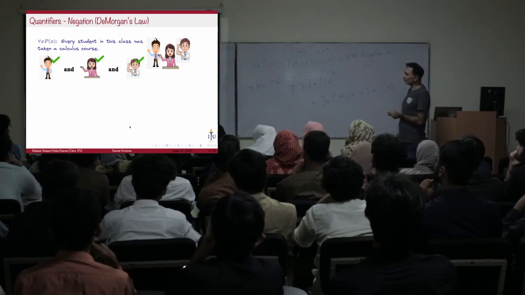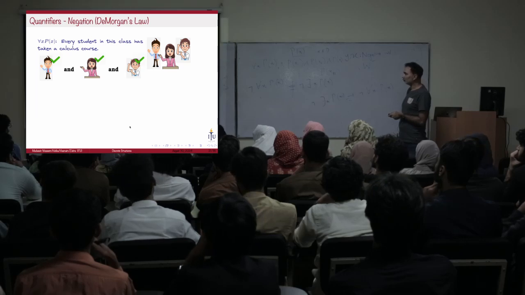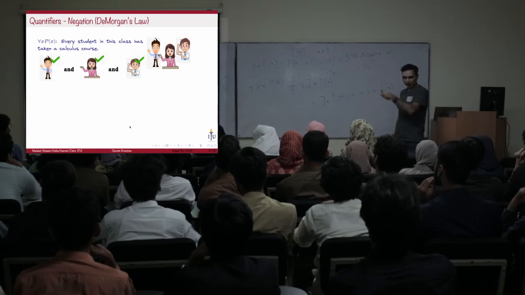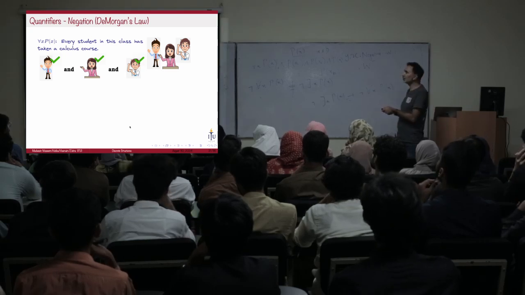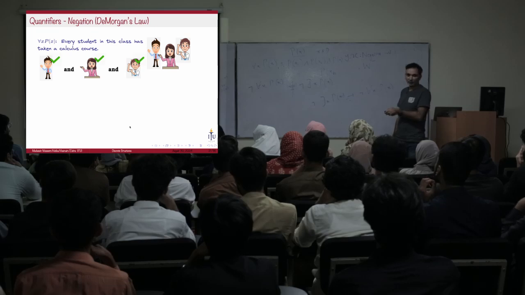This is what it means: it's true for this guy, it's true for this guy, it's true for this guy. It's true for every member of the class. That's the definition of a universally quantified statement. Moving on.